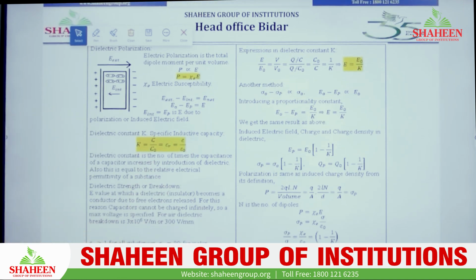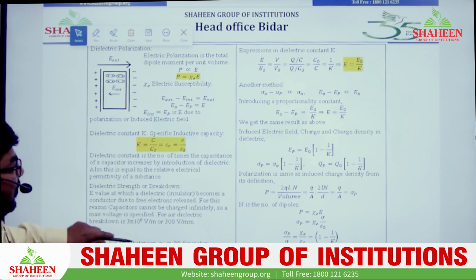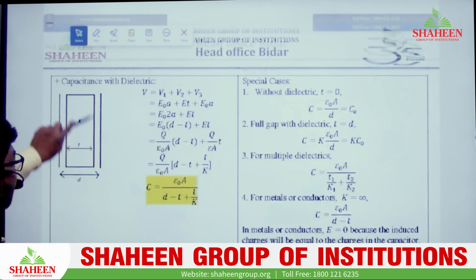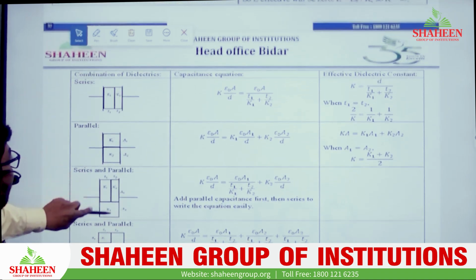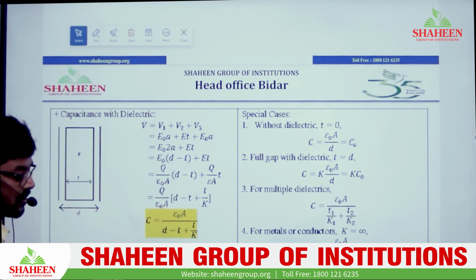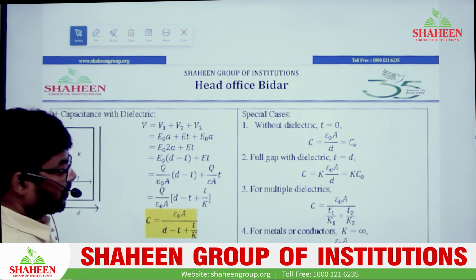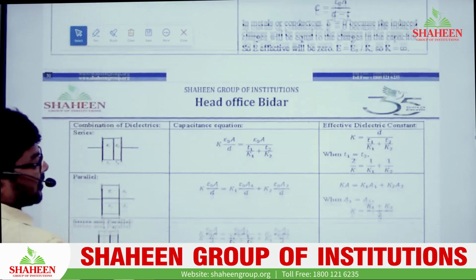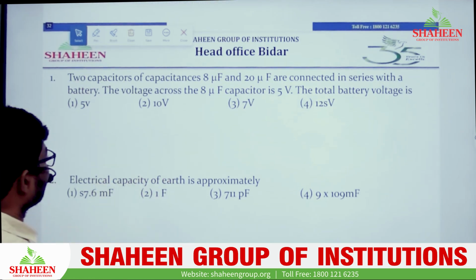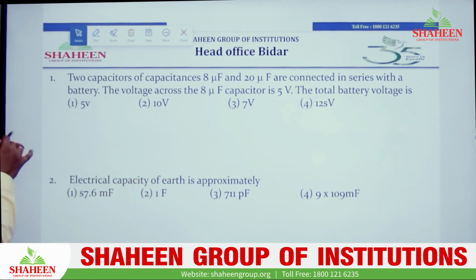This is polarization, you know already, it was mentioned in the last class. Let us solve some numericals. Dielectric, just now I gave the formula: epsilon naught into A by D minus T plus T by K. So you come to know. Shall we go for solving some numericals on capacitors?